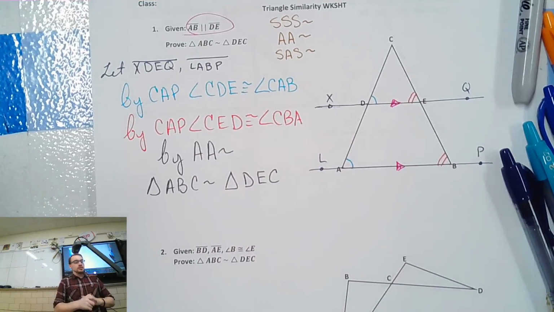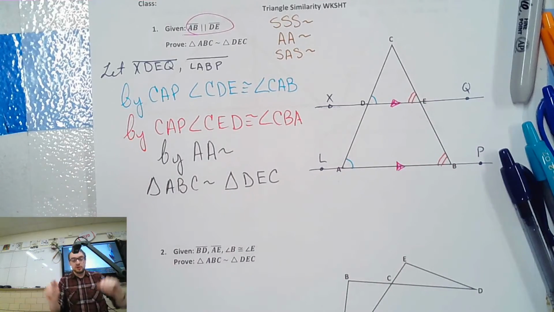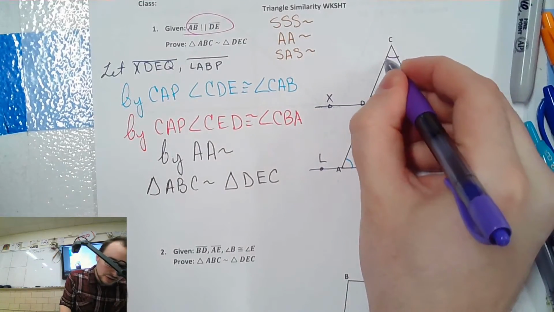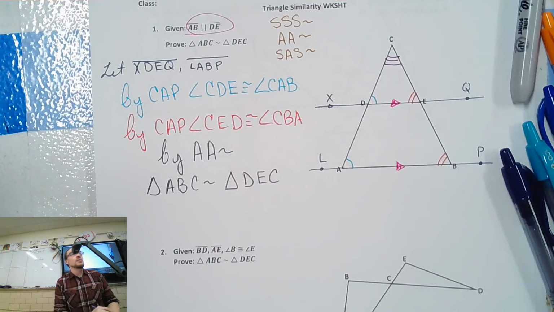Guys, turns out we didn't need to do CAP twice. Check this out. We could have done this proof a lot faster. Notice that they share this top angle. Oh, so shared. Remember how you guys said shared angle? I'm like, no, it's vertical angles. What are you doing, right? There's no such thing as shared angle. Well, it turns out there is now, sorry.